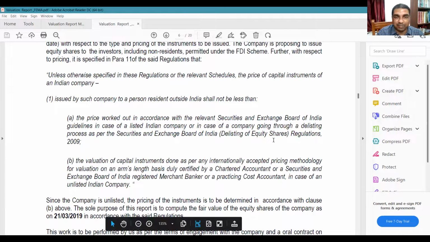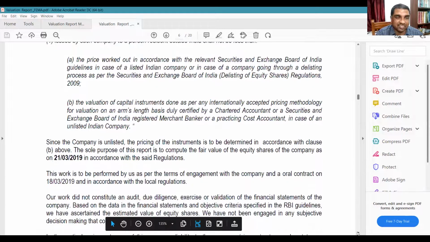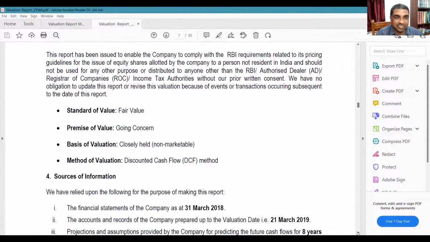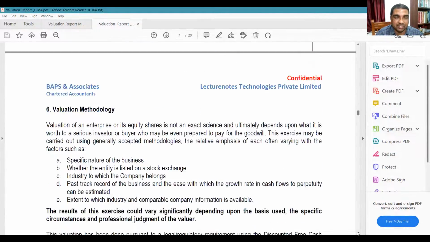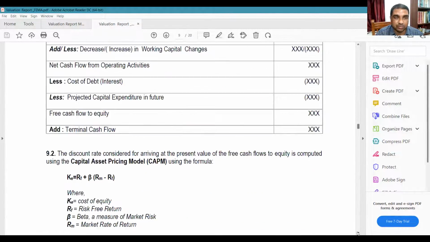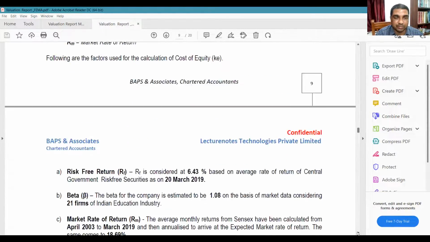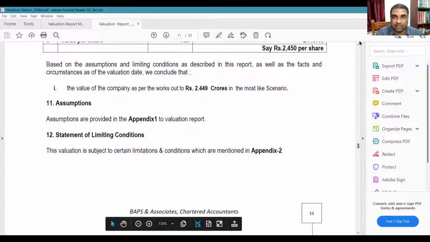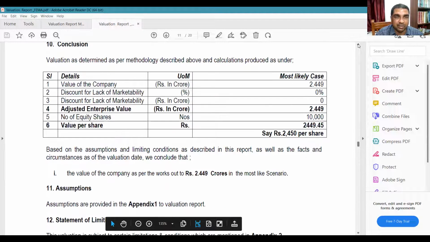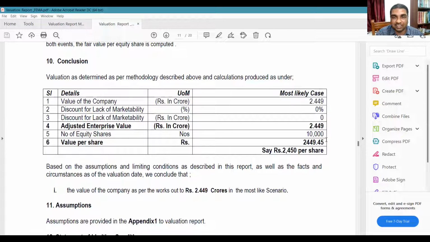Here the FEMA regulation explains, if you read it here, how valuation has to be done. Accordingly, valuation has been done. Here the value has been arrived at. Value per share is arrived at like this.